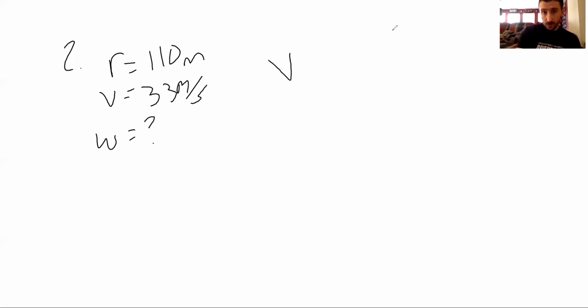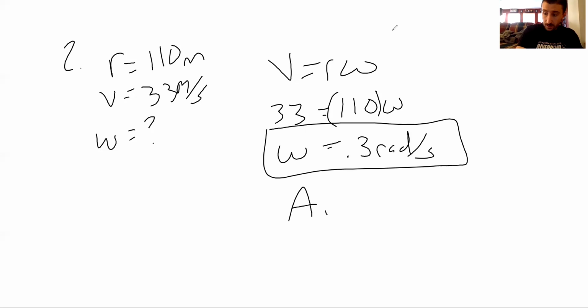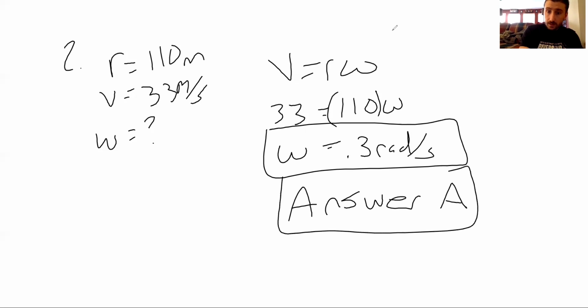Well, again, our linear velocity equation is v equals r omega. All I do is plug in here, and I solve, and I get somewhere around 0.3 radians per second. That answer is going to be A. Again, that one was pretty easy, pretty straightforward there.